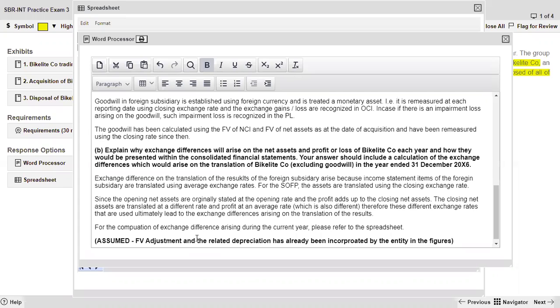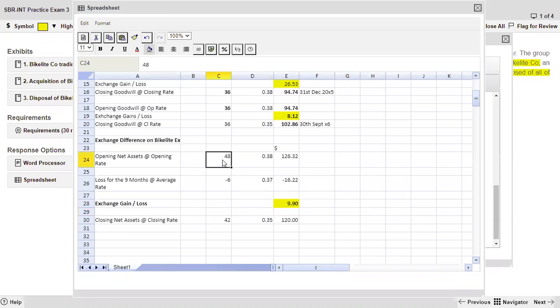Okay. For the disposal, just wait a bit. I'm just going to come on to the disposal. I have not covered the disposal till now. Where did I get the closing net assets? The closing net assets was a sum of these two.